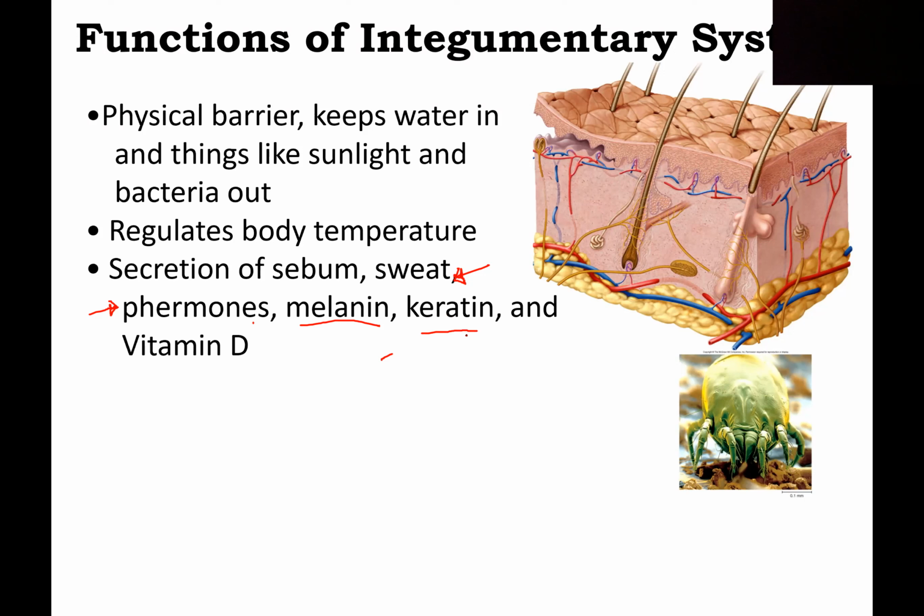Keratin is a waterproofing protein. We produce keratin throughout the skin, throughout the epidermis. We dump it into hair follicles. We also have it highly concentrated in nails. Vitamin D, to produce that, we have to be exposed to sunlight. You have to have vitamin D in order to move calcium through cell membranes.